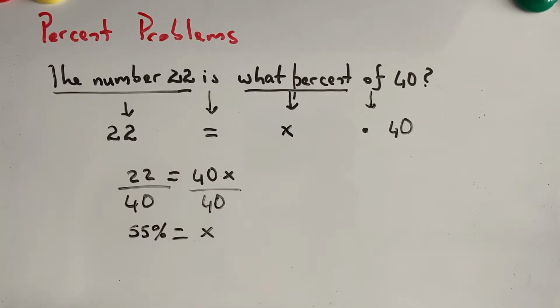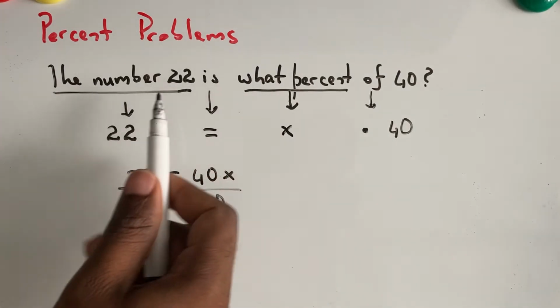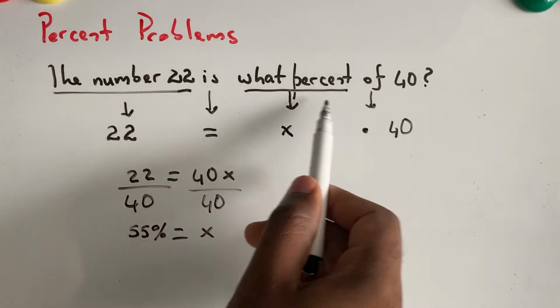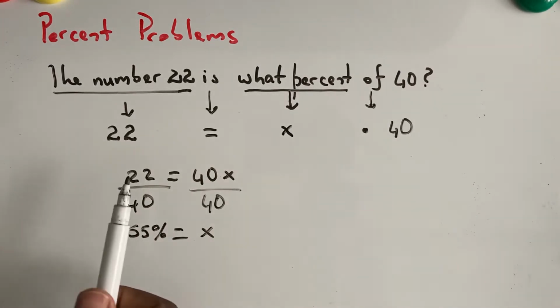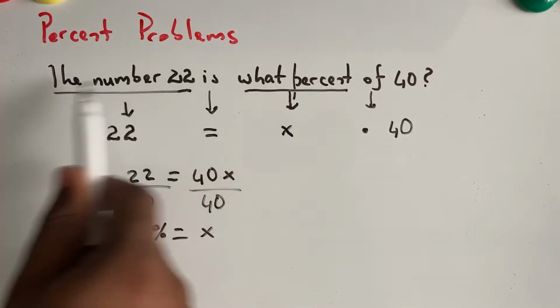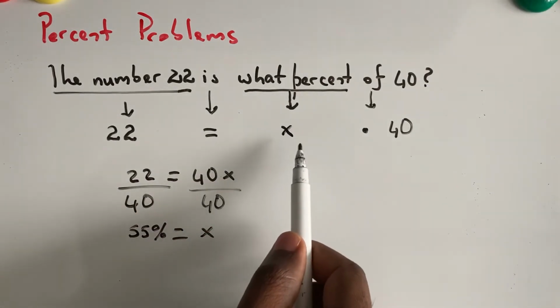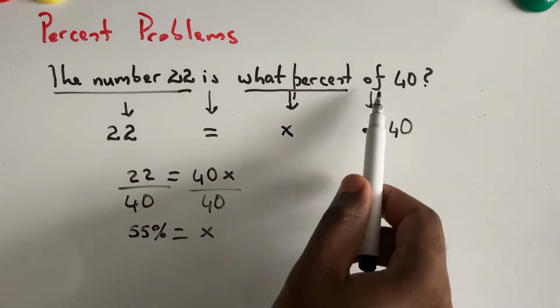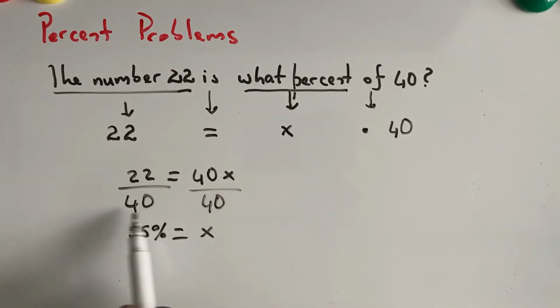So very easy for you guys to do. You just need to translate what you have. The number 22 is what percent of 40. The number 22 is an equal sign. What percent is what you don't know, what you need, so that's x. Of is a multiplication sign, then 40. Then this is just an easy linear equation, so you just solve for x. That's all you've got. Very easy to do.